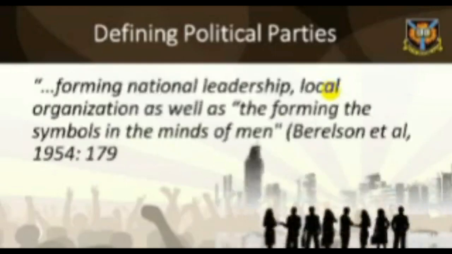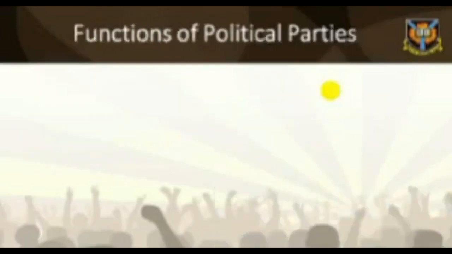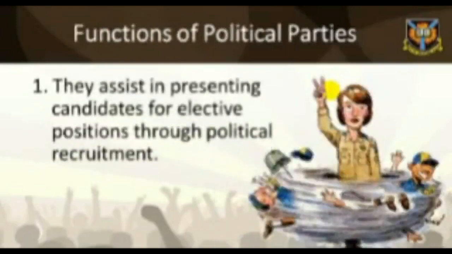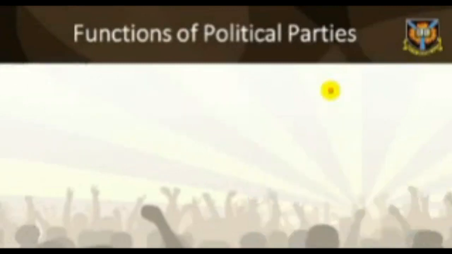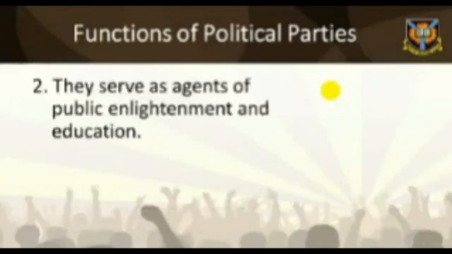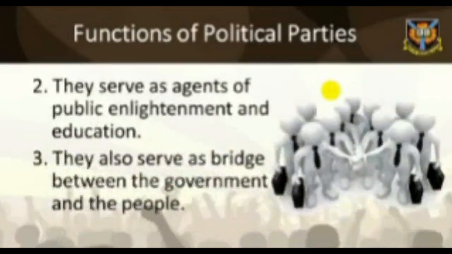Functions of political parties. 1. They assist in presenting candidates for elective positions through political recruitment. 2. They serve as agents of public enlightenment and education. They teach the people, particularly the electorate, on how to vote, why the electorate should variously consider them, that is, the parties, in their electoral choice.